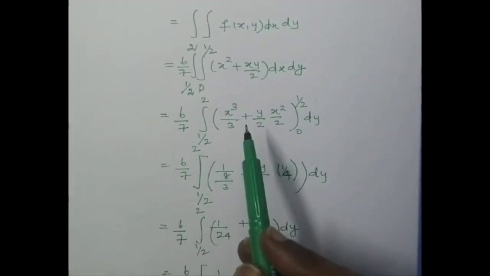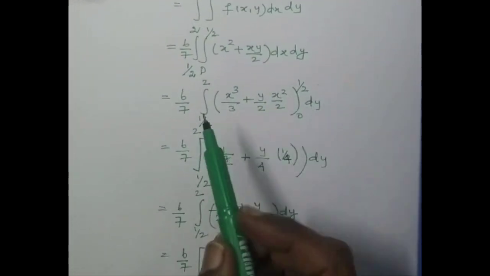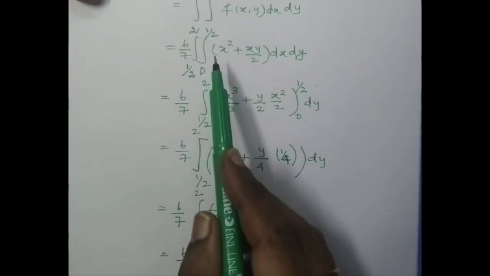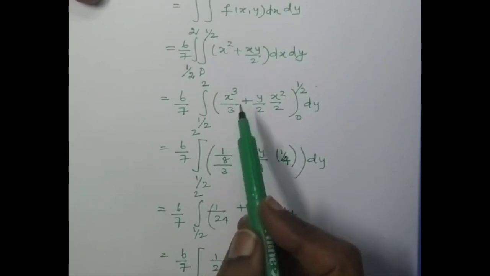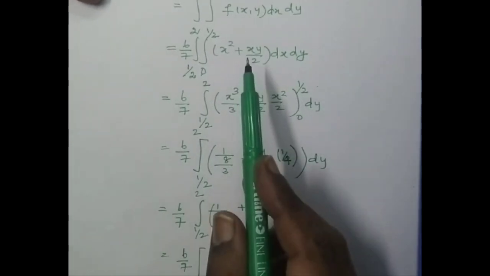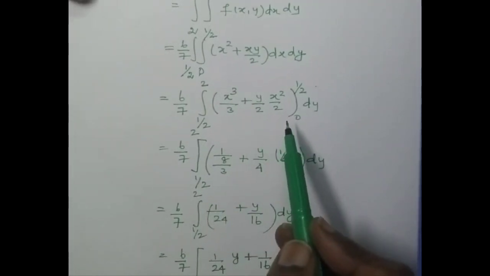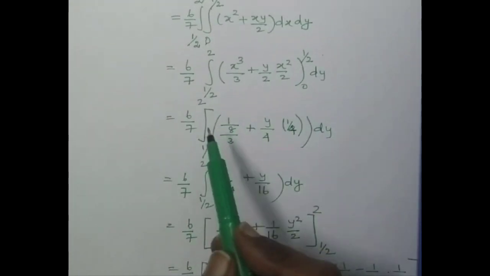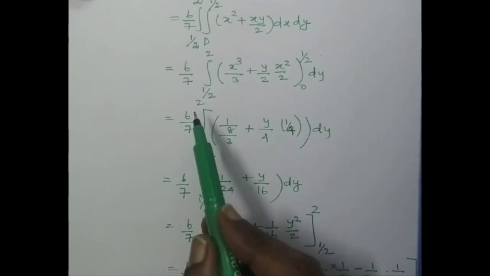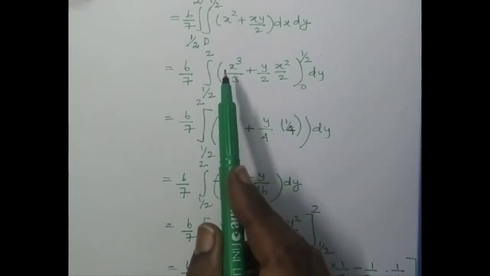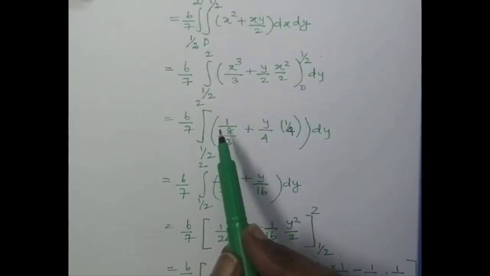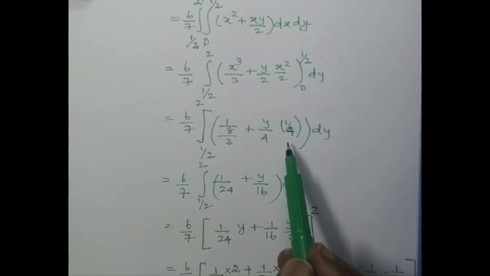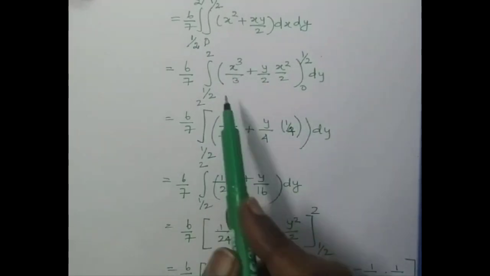So this has to be integrated first with respect to x and then with respect to y. So it is 6 by 7 integral 1 by 2 to 2. Integral of x square is x cube by 3, plus y by 2 is a constant. Integral of x is x square by 2, between the limits 0 to 1 by 2, dy. Now the limit has to be substituted for x. So it is 6 by 7 into integral 1 by 2 to 2, substituting the upper limit half, 1 by 2 cube is 1 by 8 by 3, plus y by 4 into 1 by 2 square, that is 1 by 4, into dy, because the lower limit is 0.